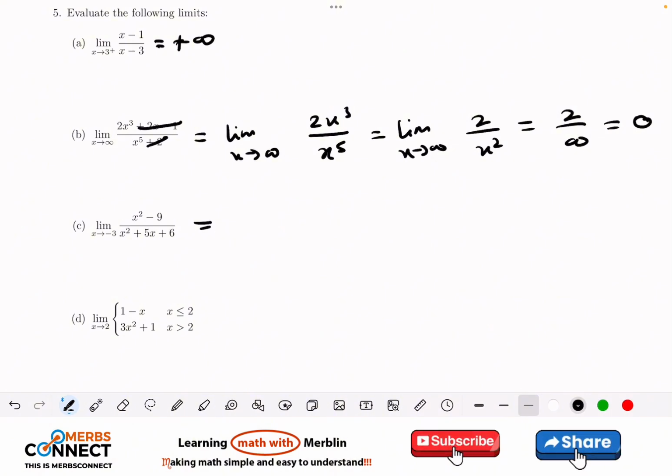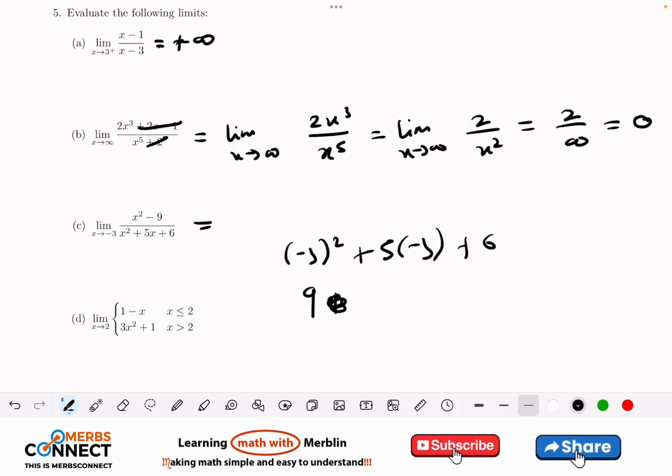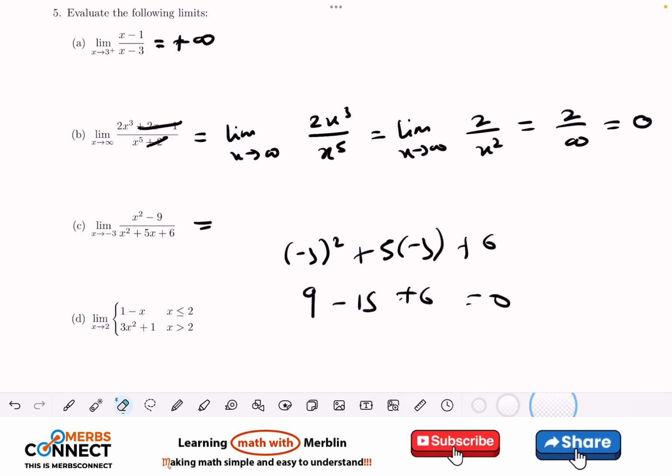So I'll plug in -3 squared plus 5 times -3 plus 6. This one will be 9 minus 15 plus 6. This is 0. Okay, so the denominator is 0. So it means that the idea of direct substitution will not work. Let's talk about simplification. Let's try and simplify.